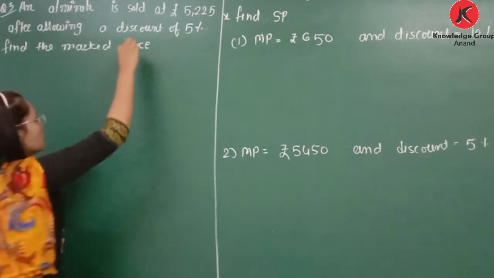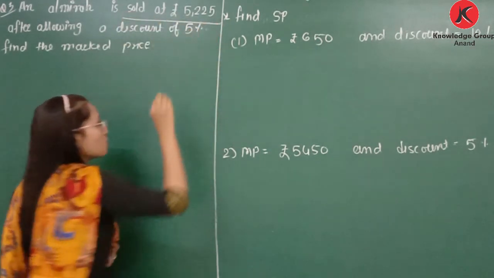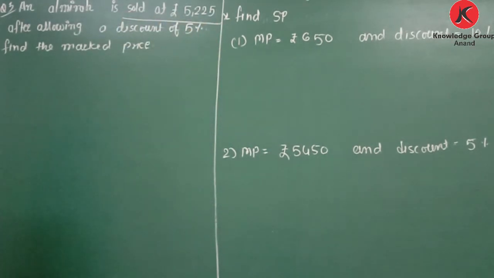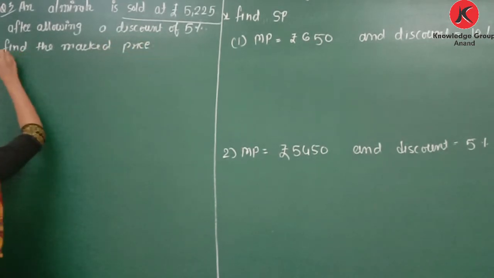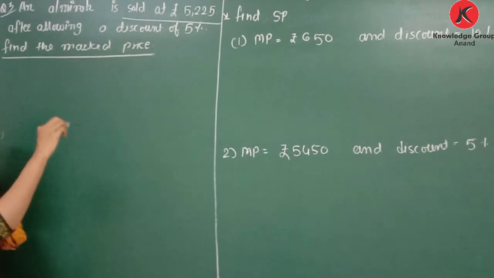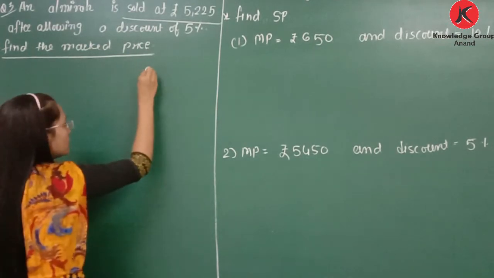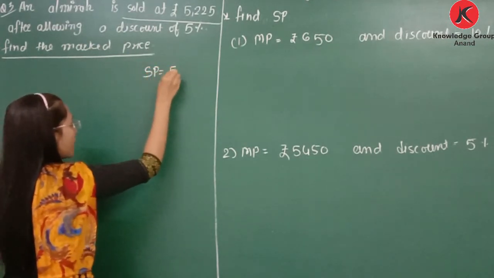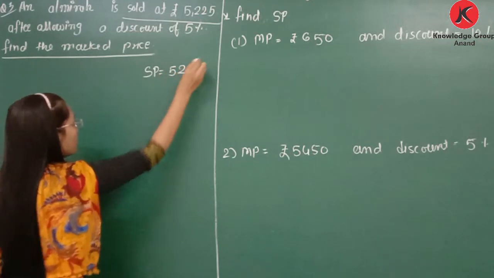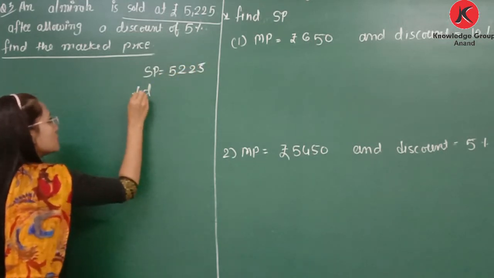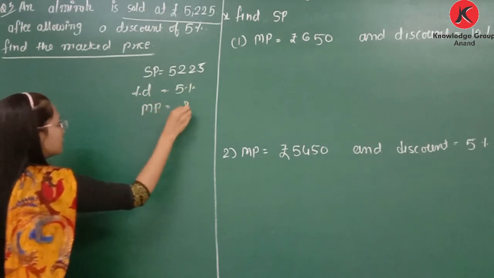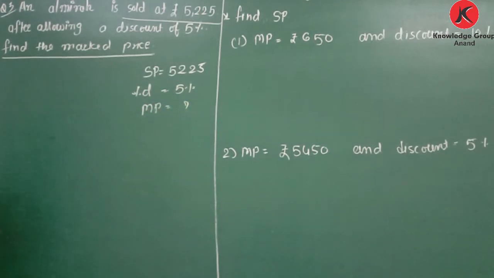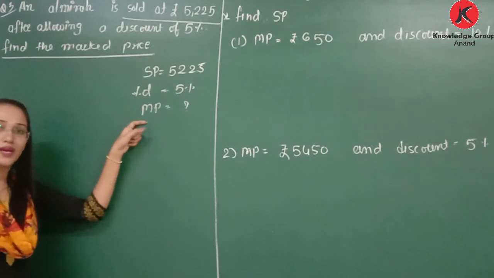So what is the question? Sold at 5,225. Sold means the selling price is given, and in the question you need to find the mark price. So write the information that is given. Selling price is given, 5,225. Discount percentage is given, 5%, and you need to find the mark price. Okay. Now here in the question mark price is not given.